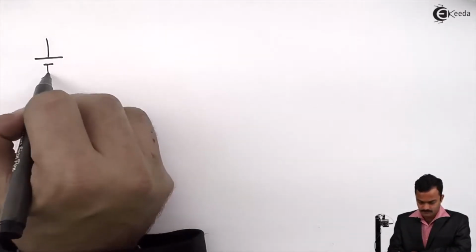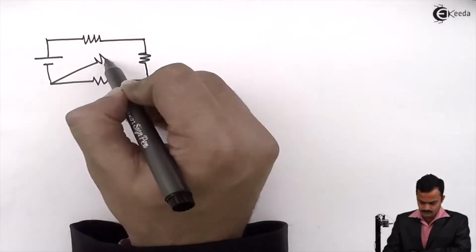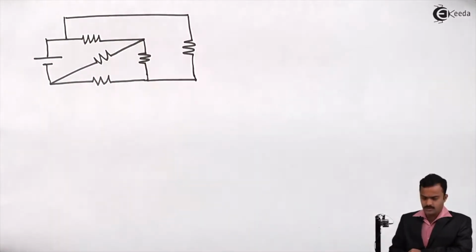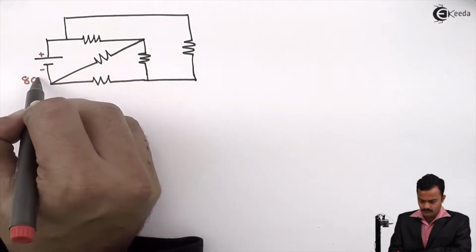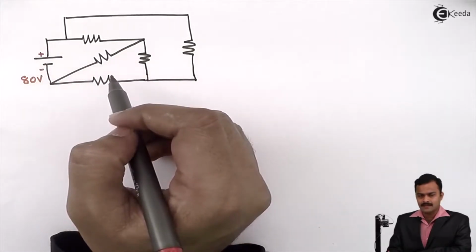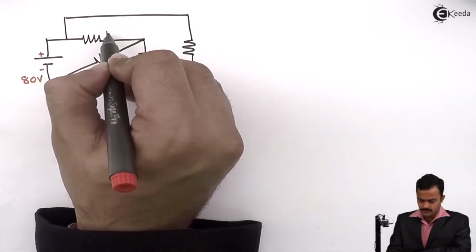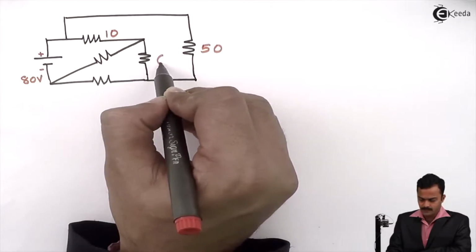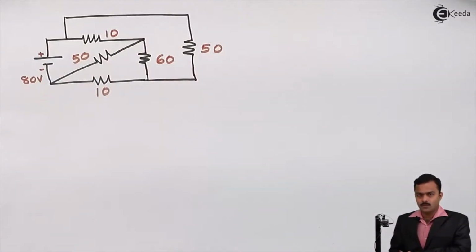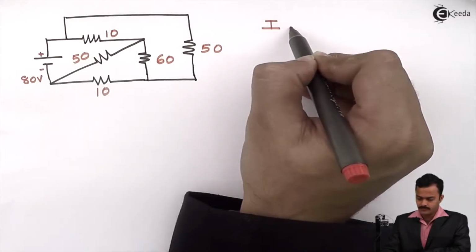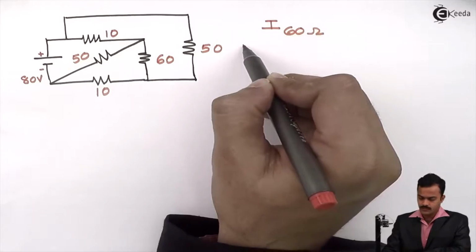The concept of nodal analysis is applicable to a problem irrespective of any reference point. So let's take a numerical to elaborate this concept. I'm having only one voltage source of 80 volt and remaining branches consist of resistances only: 10 ohm, 50, this is 60 ohm, one more 50 ohm resistance and 10 ohm resistance once again. Objective is to get current flowing through 60 ohm resistance using nodal analysis.